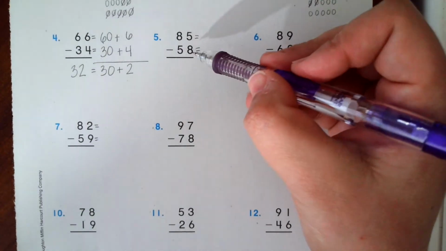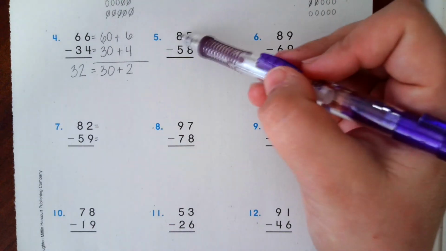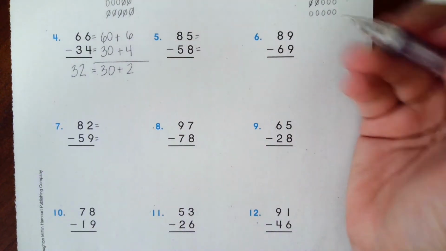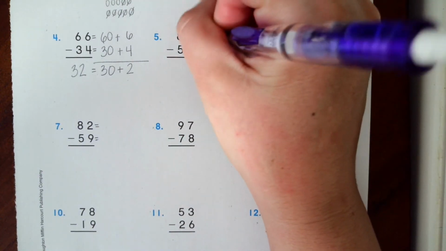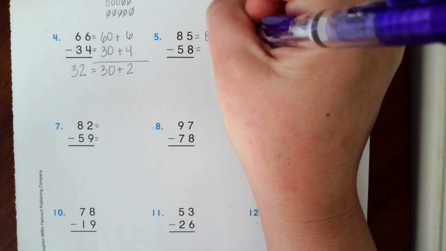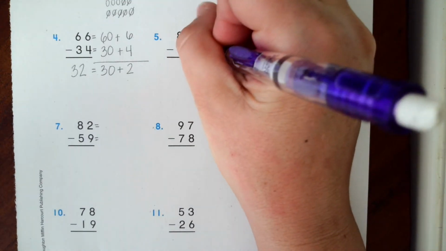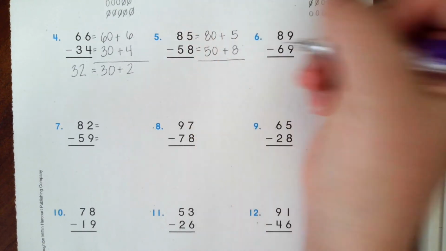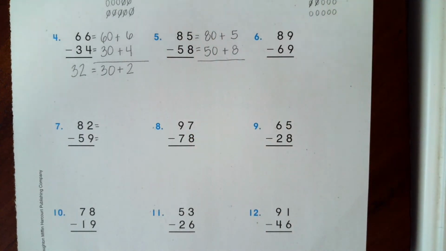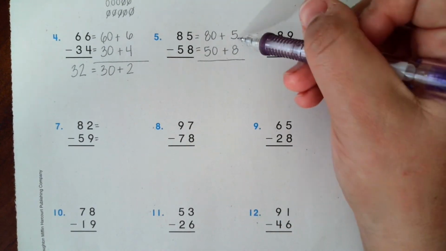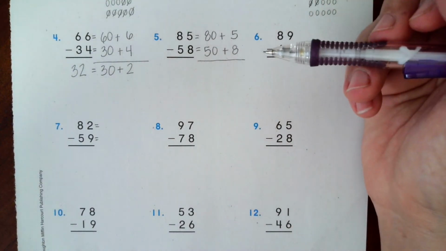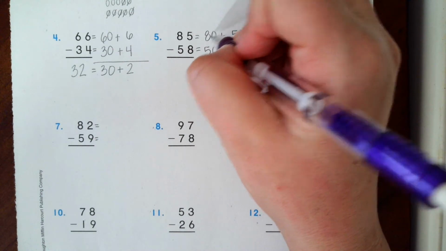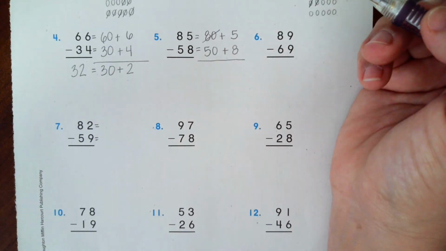All right, let's move on to number 5. So I have 85 minus 58. First step, expand the numbers. So I have 80 plus 5 and 50 plus 8. And remember, at any time, you can pause the video if you need to get caught up. So I'm going to ask myself, can I do 5 take away 8? The answer is no. So I'm going to cross off my 80.